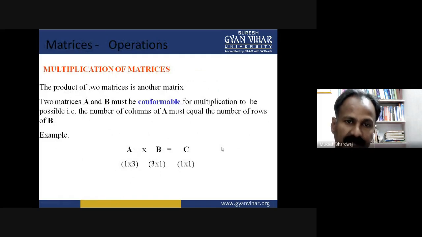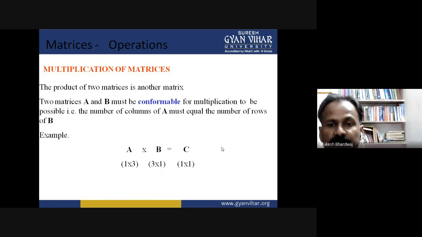Now, very important, multiplication of matrices. The product of two matrices. Two matrices A and B must be conformable for multiplication to be possible. That is, the number of columns of A must be equal to the number of rows of B. Then and then matrix multiplication can be done.